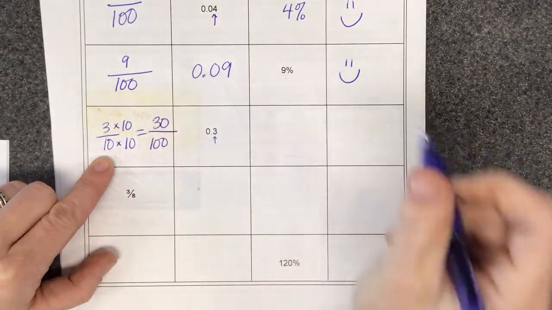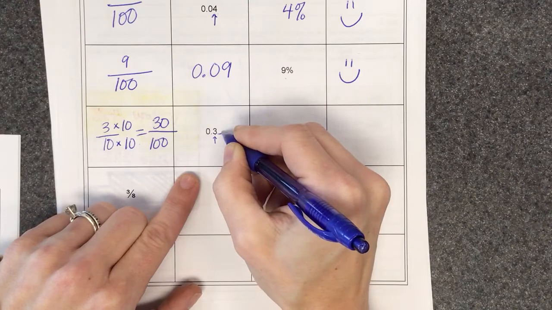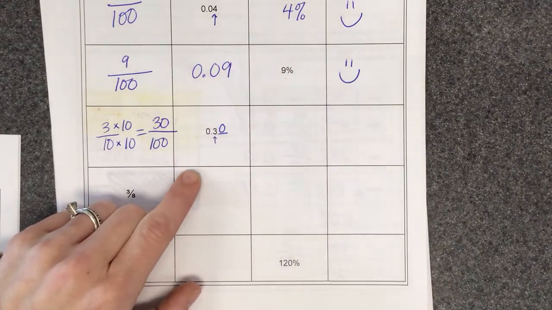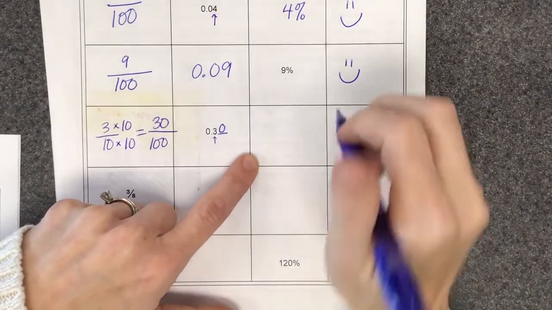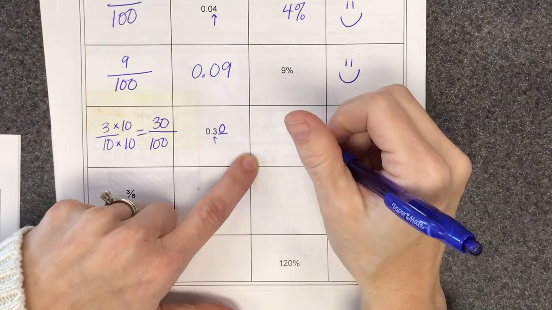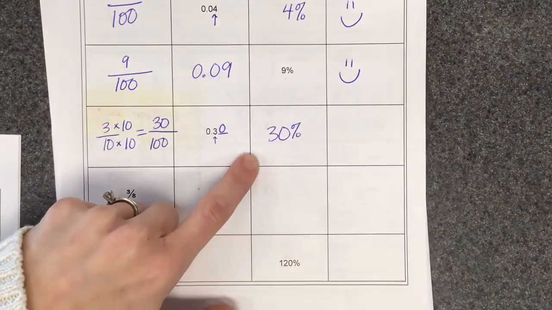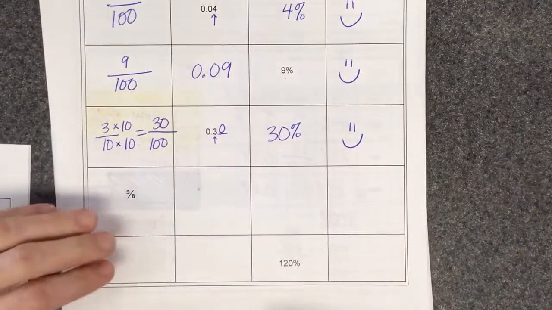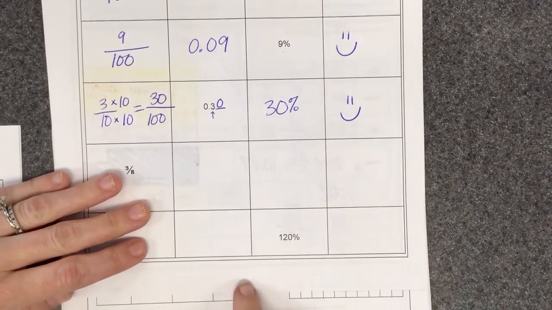Okay. What could we put here as a placeholder? 0. Very good. Now, what percent would that be? 30. Oh, it's okay. That's how we learn. Now, smiley. Everybody needs a smiley.